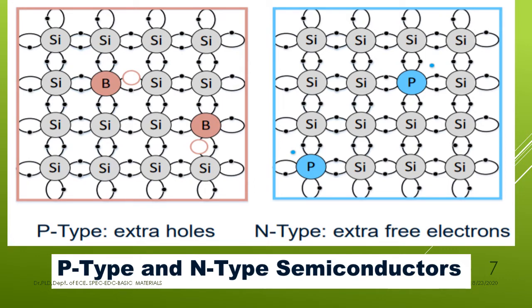The number of free electrons increases the majority carriers. That leads to N type semiconductor. The majority carriers in N type semiconductor are electrons. Majority carriers in P type semiconductor are holes. Obviously, the minority carriers are holes in N type and electrons in P type. This way P and N type semiconductors get formed.